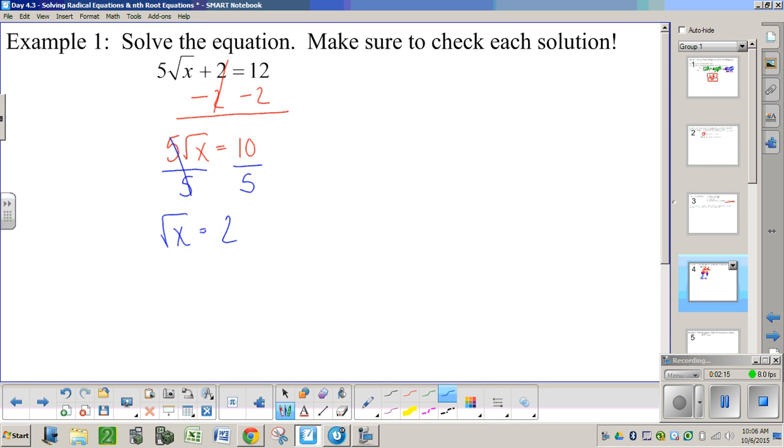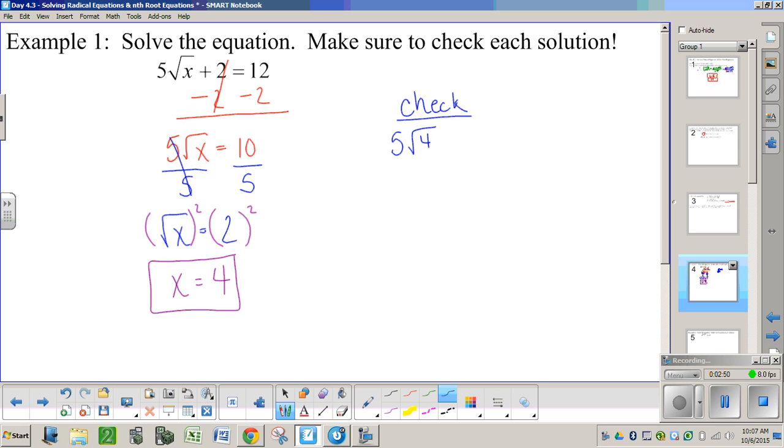Now, in order to undo that square root, or do the inverse operation, I need to square both sides of my equation. So the square root of x squared is just going to leave me with x, and then 2 squared gives me 4. So there's my solution. And I want to make sure that I check my solution to make sure that I didn't end up with an extraneous one. You can either do this by hand, or you can use your store option in your calculator. If I do it by hand, I'm just replacing x with 4, because that's the solution that I found.